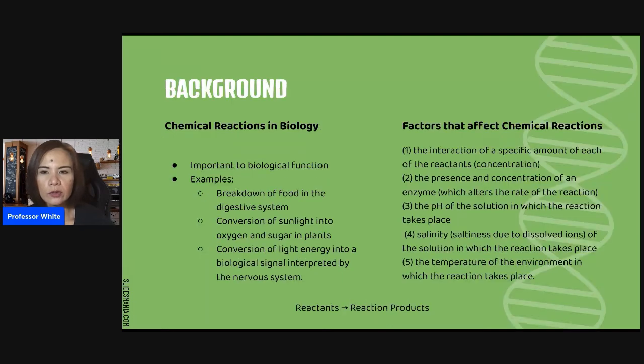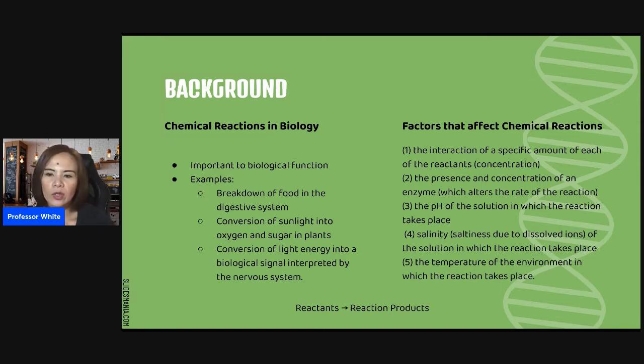So, without further ado, let's start with a little background on the importance of chemical reactions in biology. Chemical reactions are important to biological functions. Natural functions include when you break down your food, when you're digesting, or, in terms of plants, when plants convert light into chemical energy. That is actually a chemical reaction. When you bake a cake, there's a chemical reaction happening in there.